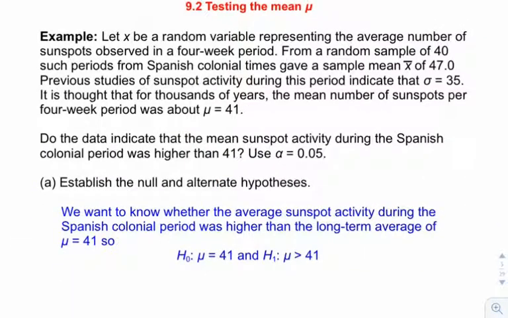Okay, so for our null and alternate hypotheses, the null hypothesis is that mu equals 41. The question is asking us whether it was higher. So our alternate hypothesis is going to be: is mu actually higher than 41?